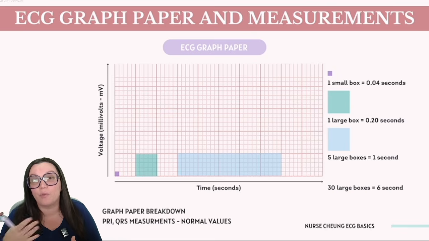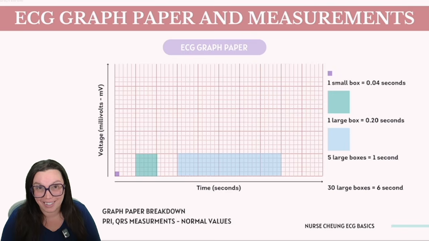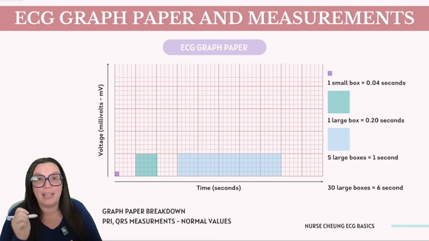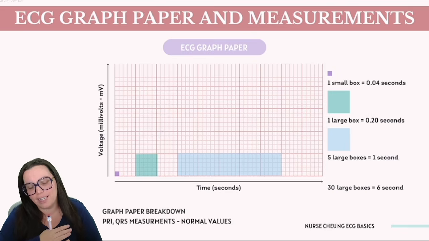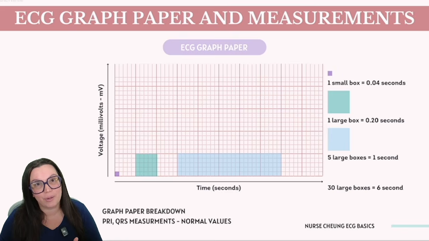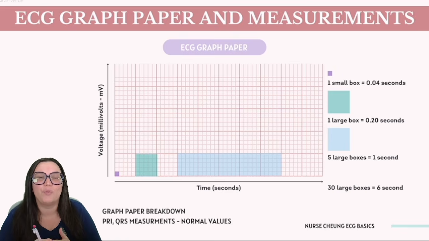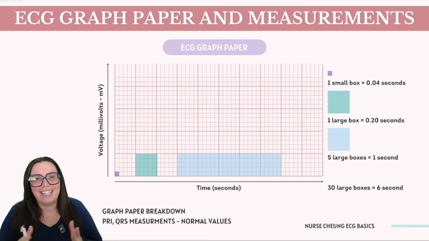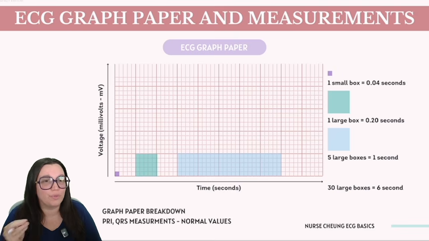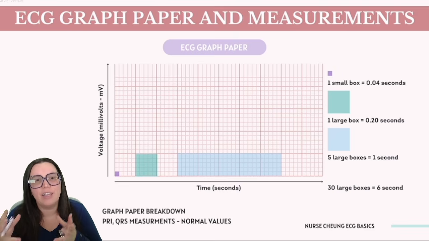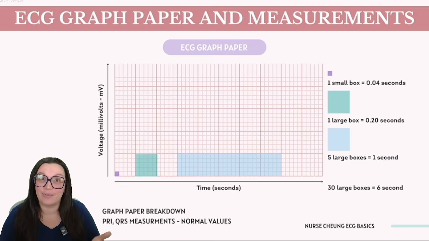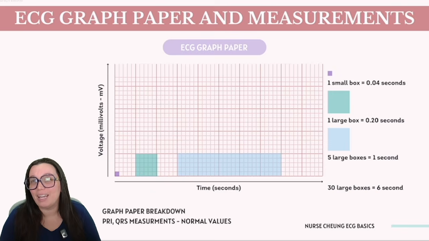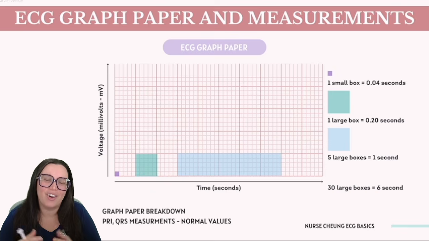So whenever we're looking at rhythms that are considered irregular, we can multiply the number of R waves that we see across that entire 6-second strip by 10 to give us our heart rate for a minute. This systematic layout is crucial for accurately measuring and timing the duration of various cardiac events, as well as identifying any potential abnormalities in our heart's rhythm.